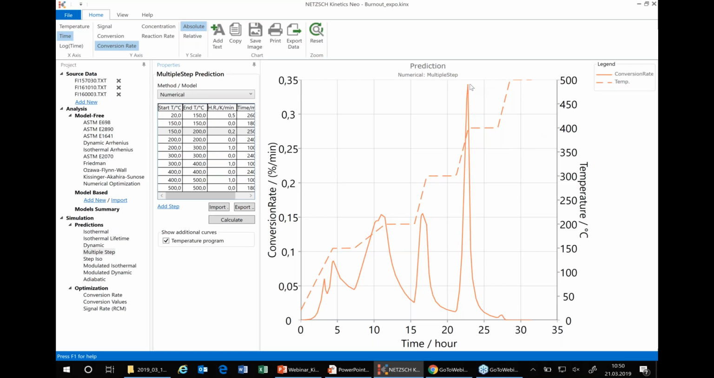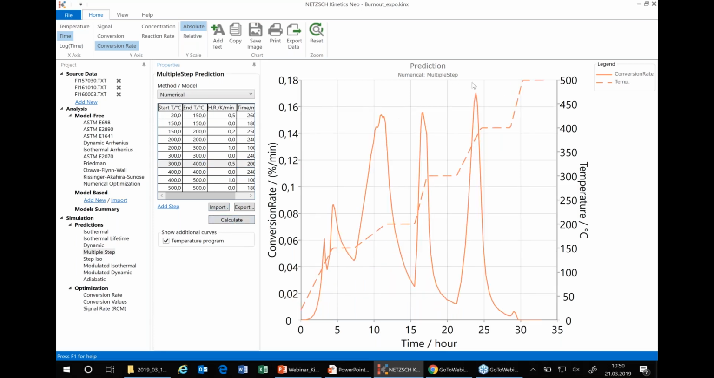The next peak, or the next critical point, is about 22 hours. Here we should decrease the heating rate again in order to improve the quality. We make it between 300 and 400 centigrade and decrease it, for example, to 0.5 K per minute. Now it's better. Now we have improved quality everywhere.